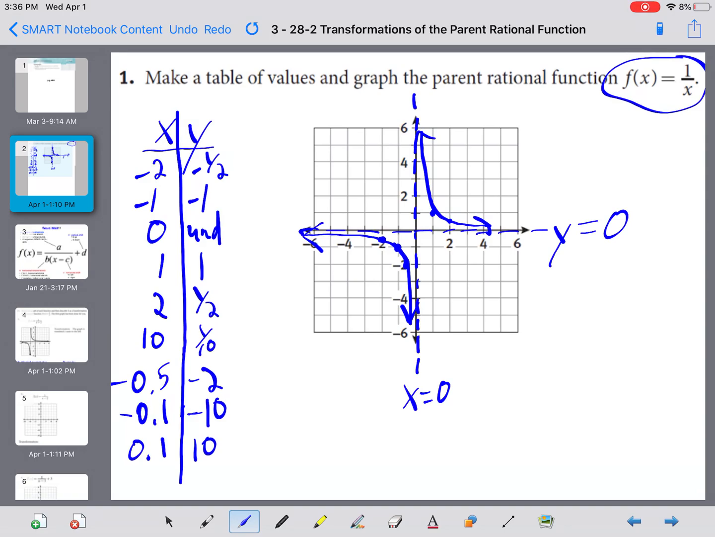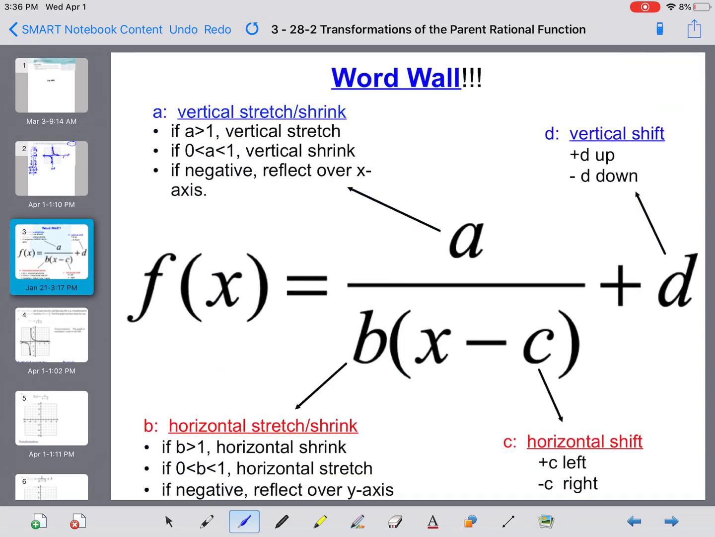That's the starting function we're always going to use when we sketch these graphs. And all we're going to do today, in the second video, is apply some transformations. So this should look very familiar. Now here's the thing. You have these on your word wall several times. You don't have to write this all down again. In fact, I wouldn't if I were you.